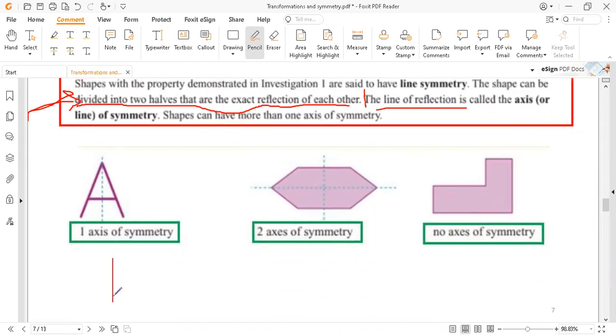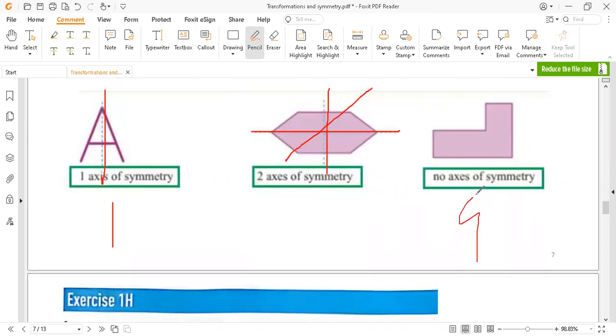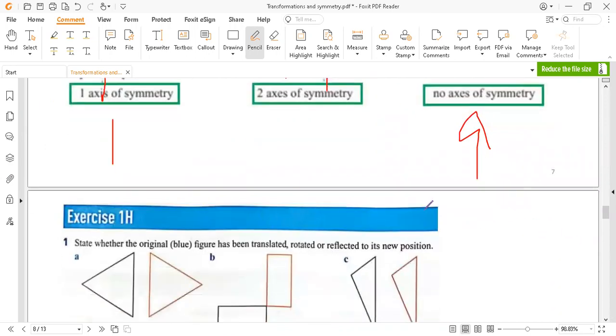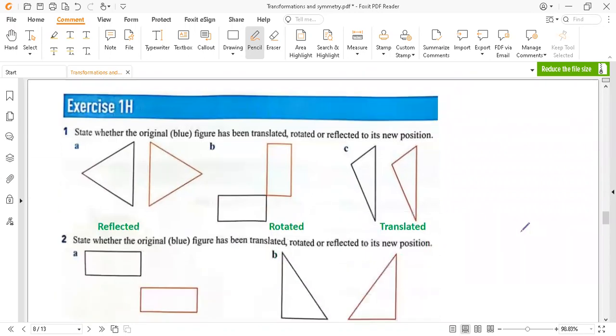Okay, for example, this A, if we fold it here, we will obtain 2 identical halves, this one and this one. But if we take this one and fold it, we don't have matching. If we fold it, the right side down doesn't match the left side, and so on. Here, for example, we don't have any axis of symmetry.